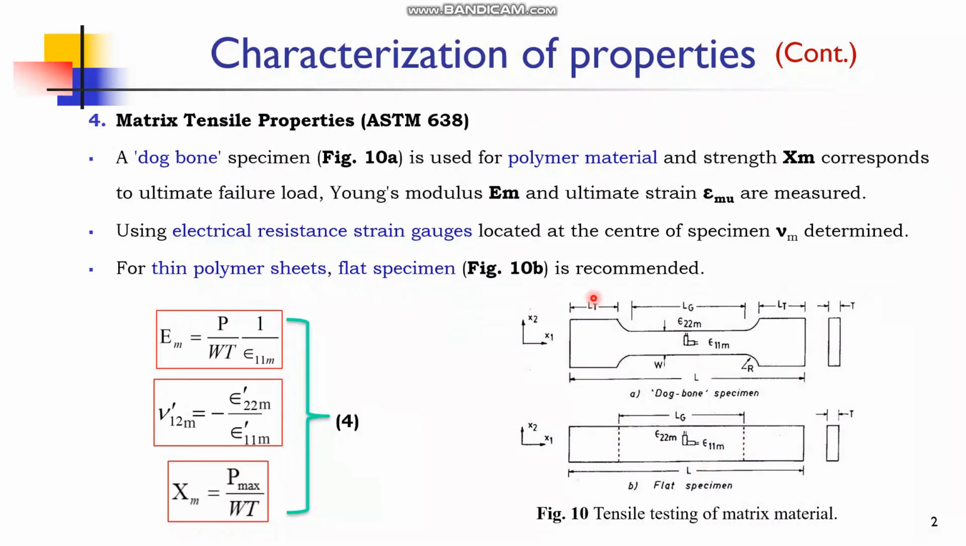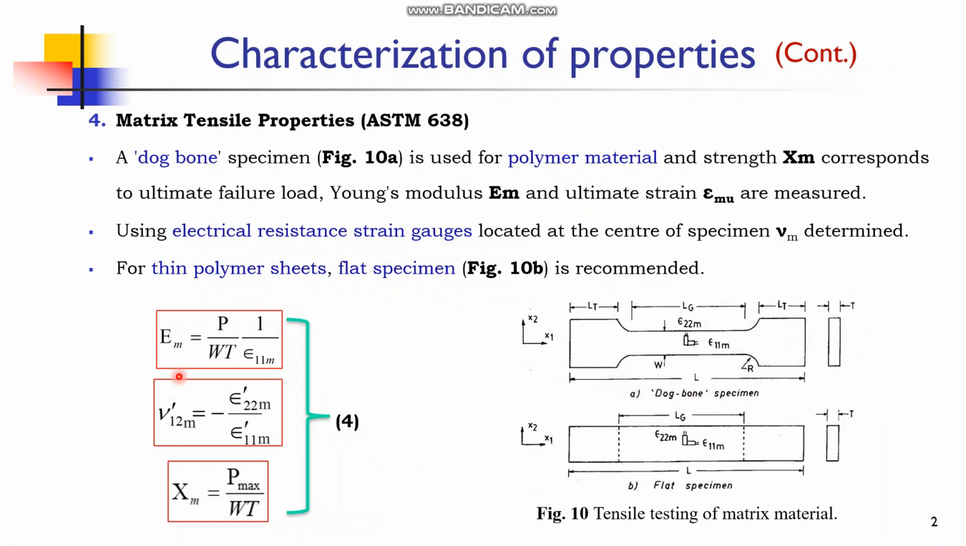Sometimes tabs, which are made from steel or fiberglass, are bonded at the grip region for holding the specimen. Here LG refers to gauge length, LT refers to length of the tab, and capital T refers to thickness of the specimen.